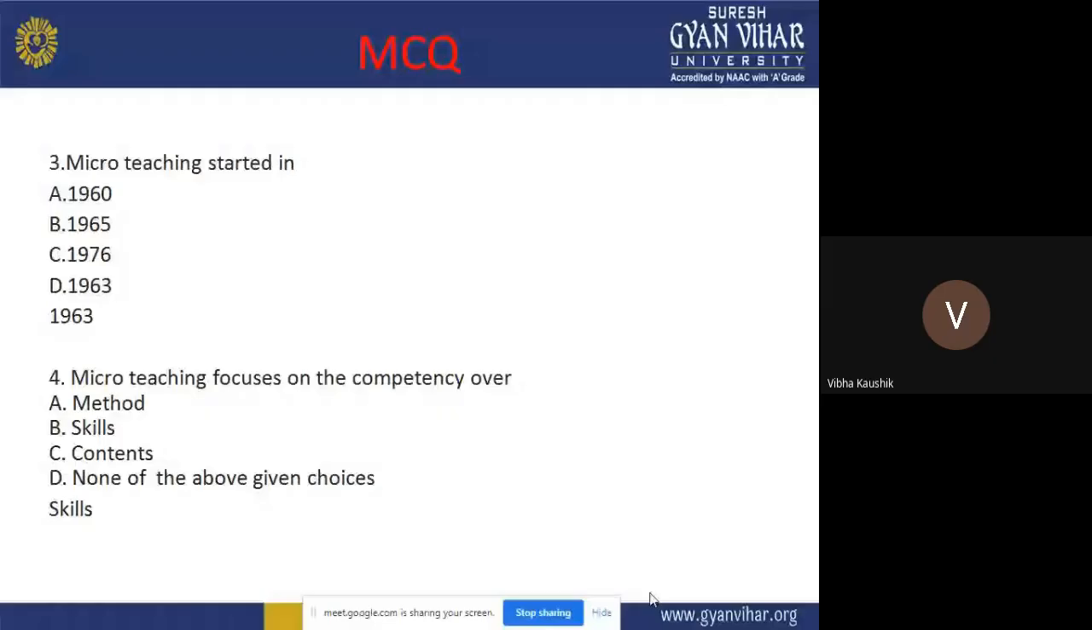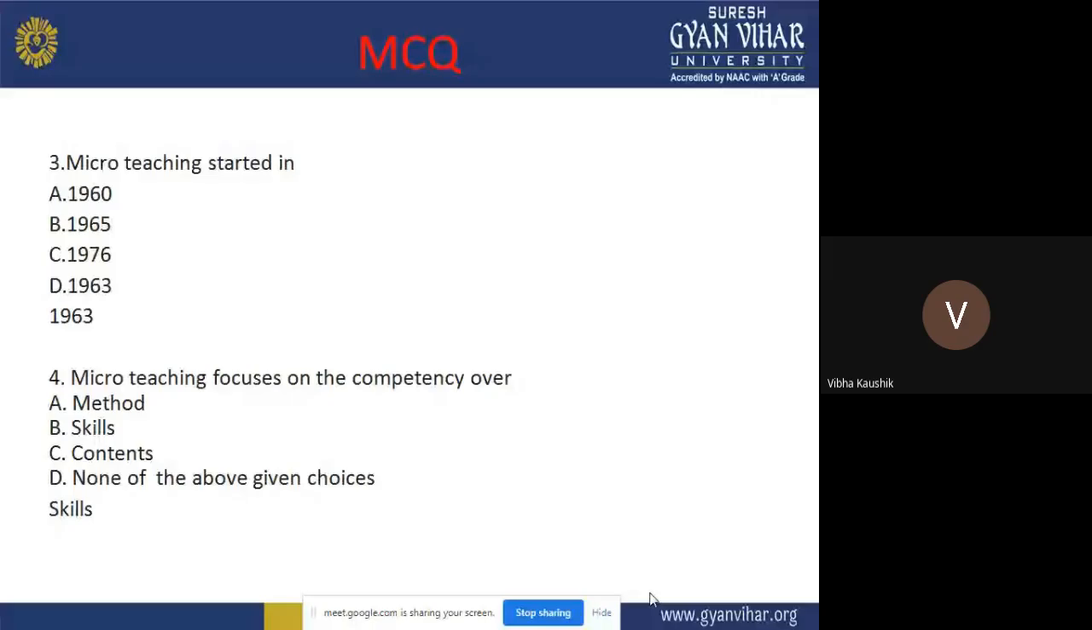Third one: micro teaching started in which year? Now the options are: A, 1960, B, 1965, C, 1946, D, 1960. Now you have to select the correct answer on the basis of the choices, and the correct answer is option B. That is 1963, micro teaching has been started.